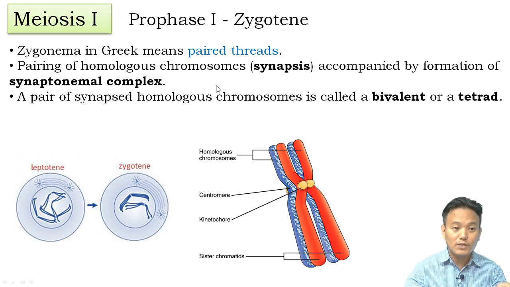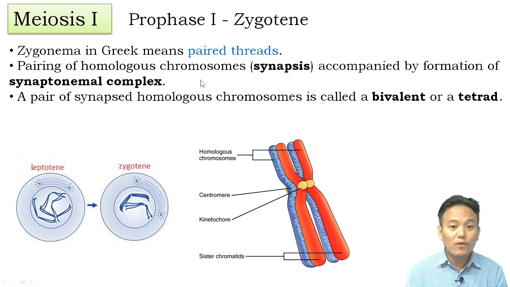Homologous chromosomes are chromosomes of similar size carrying the same genes, though perhaps different alleles. So there is a pairing of homologous chromosomes which occurs during zygotene. Therefore it is called the paired thread stage, or zygotene.